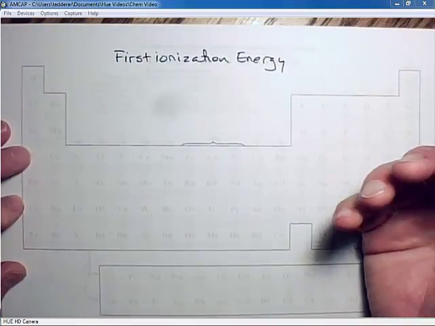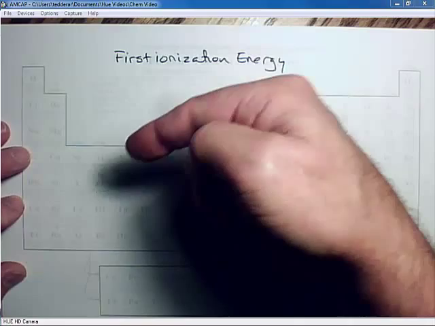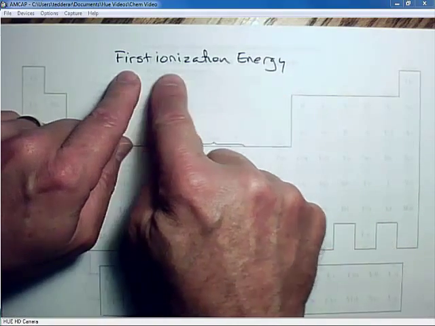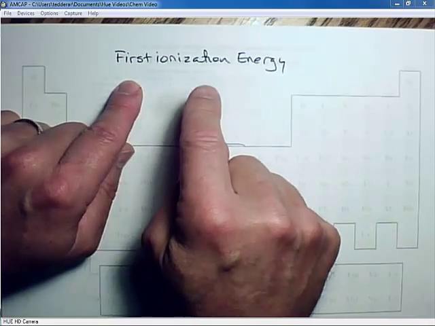Now what happens after that is where you get the energy. So you get energy overall, but the actual breaking it off, you have to put energy in. Now, that's important because that's how you need to understand first ionization energy.